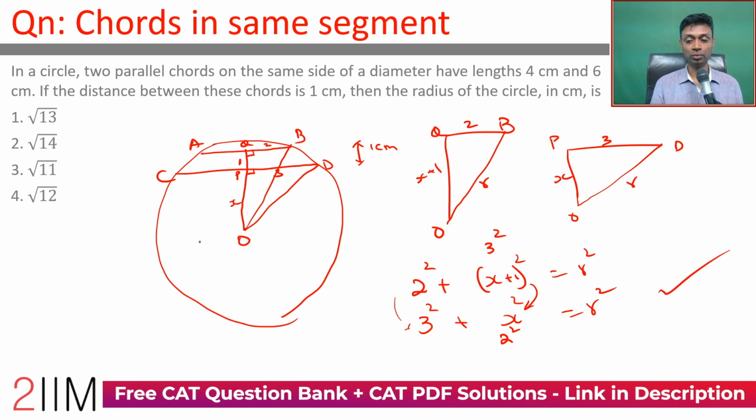Or X is 2, the radius R square is nothing but 2 square plus 3 square, or nothing but 4 plus 9, which is 13, or the radius is square root of 13, done. Pythagoras theorem and nothing more than that.